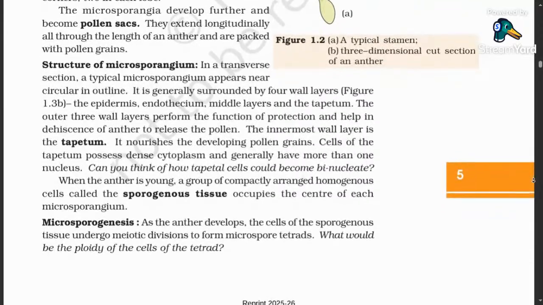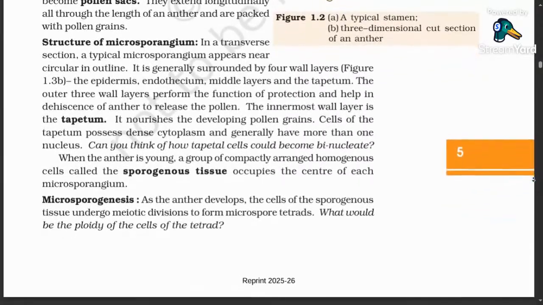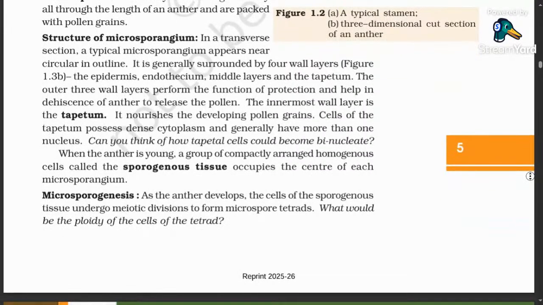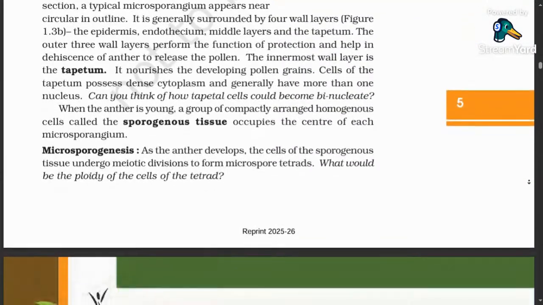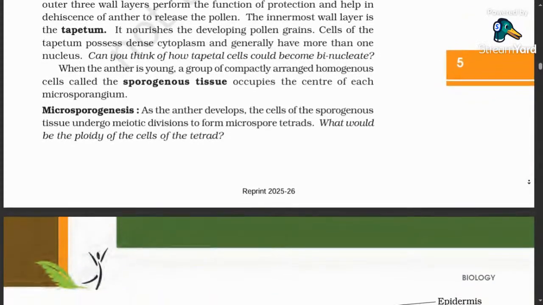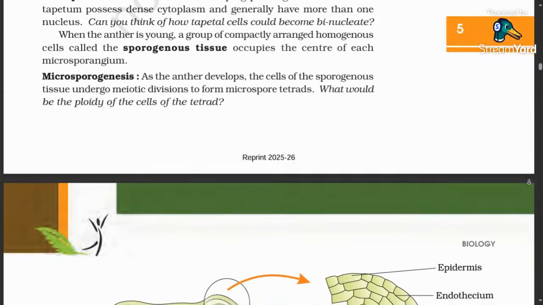When the anther is young, a group of compactly arranged homogeneous cells called the sporogenous tissue occupies the center of each microsporangium. Microsporogenesis. As the anther develops, the cells of the sporogenous tissue undergo meiotic divisions to form microspore tetrads. What would be the ploidy of the cells of the tetrad?